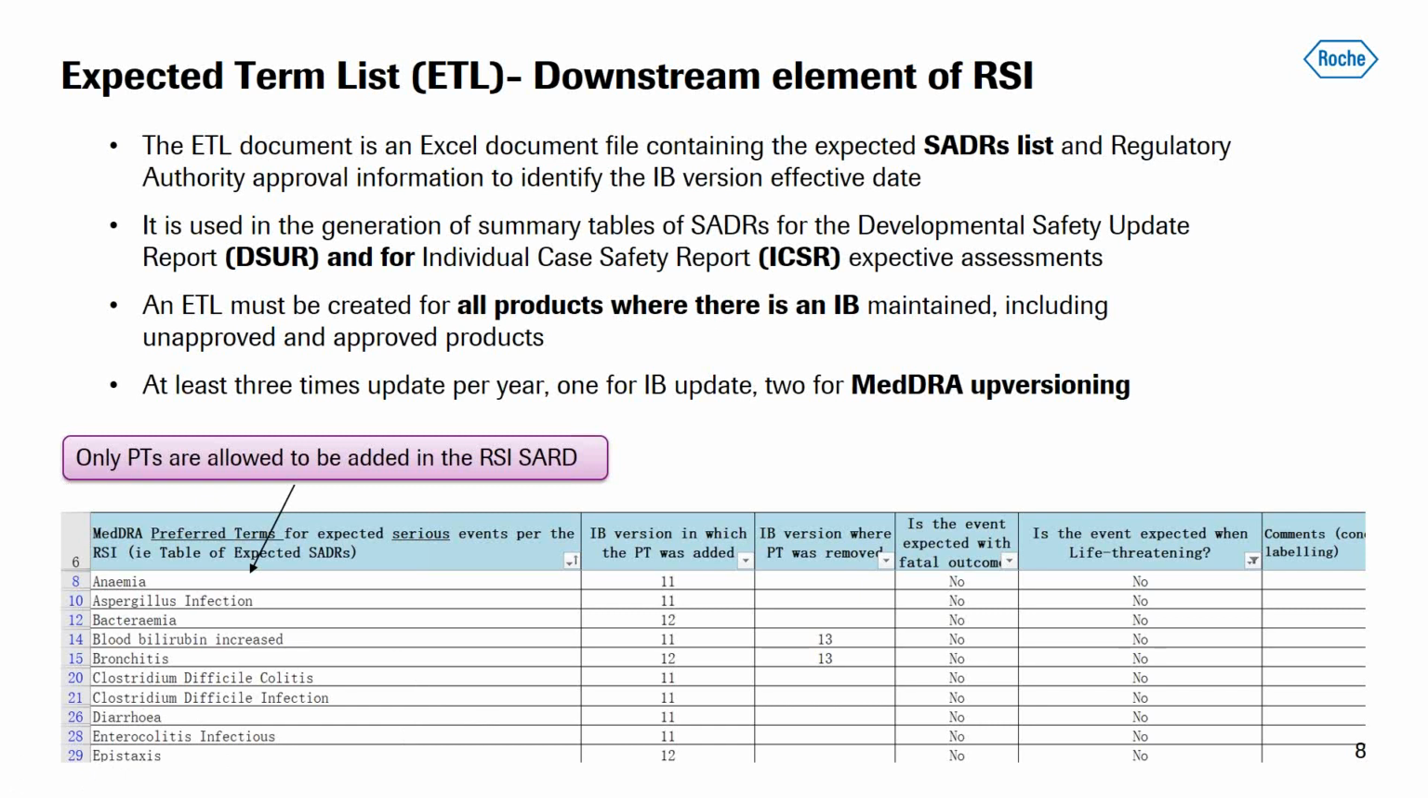It is also needed as the reference for the expectedness assessment. So an ETL must be created for all products where there's an IB maintained, not only for the unapproved product, but also for the approved product. So there are at least 3 updates per year: 1 time for the IB update and the other 2 times for the MedDRA up-versioning.